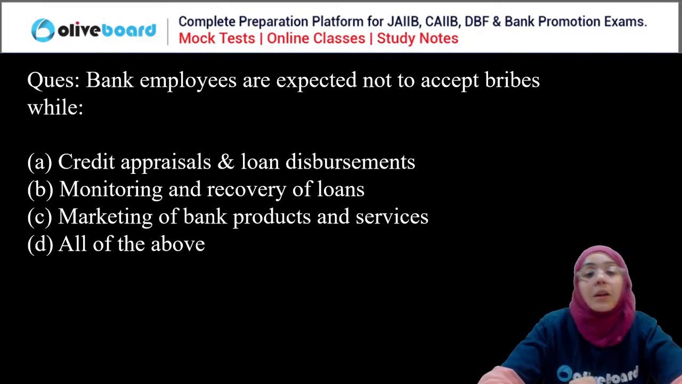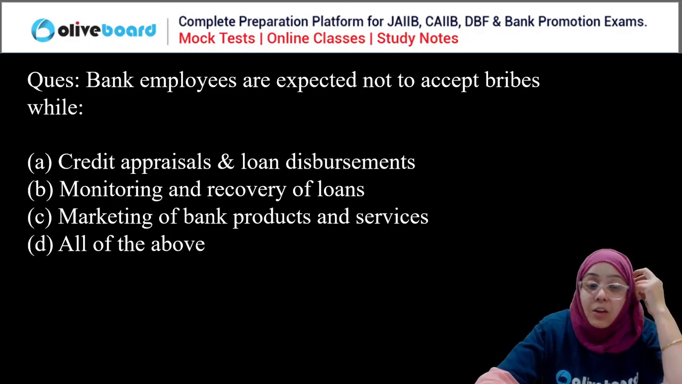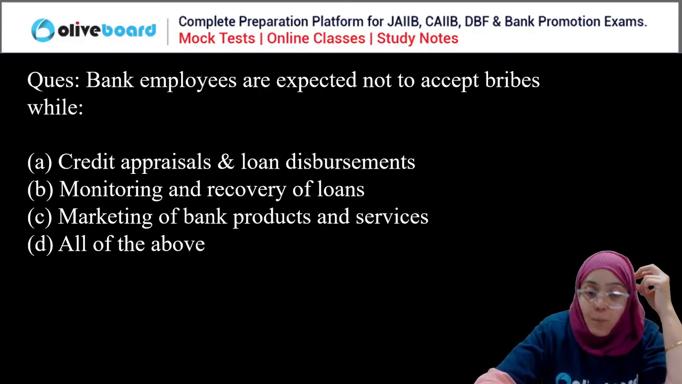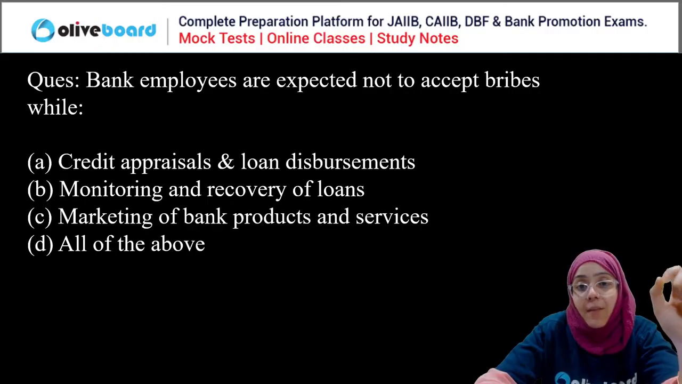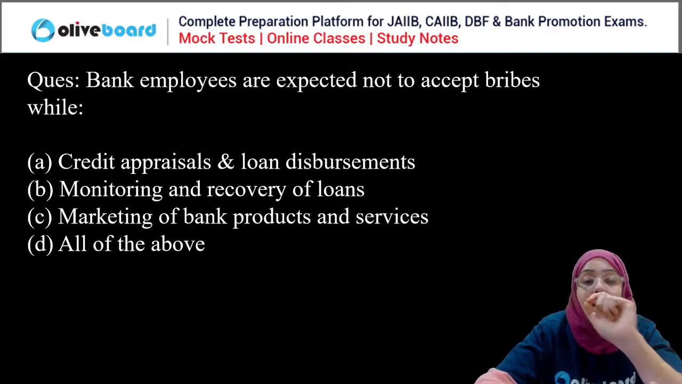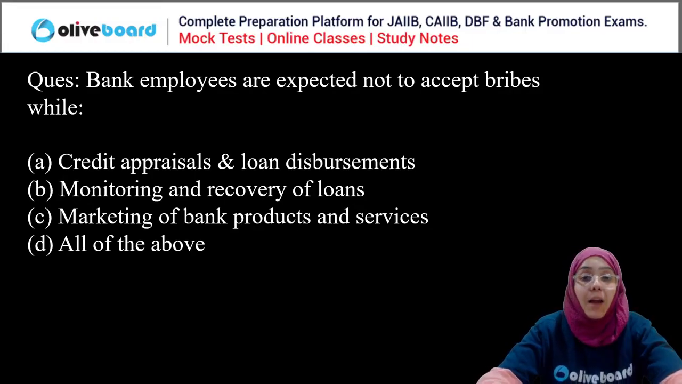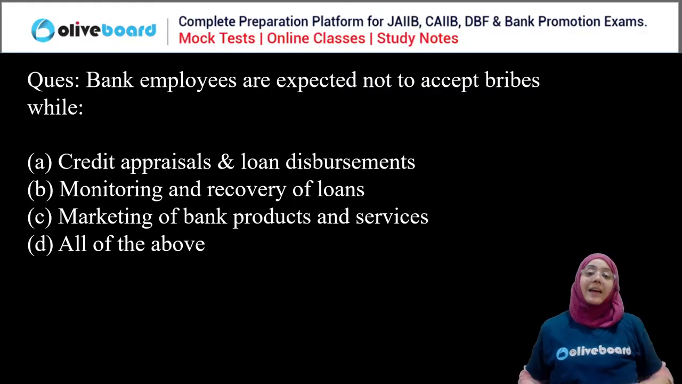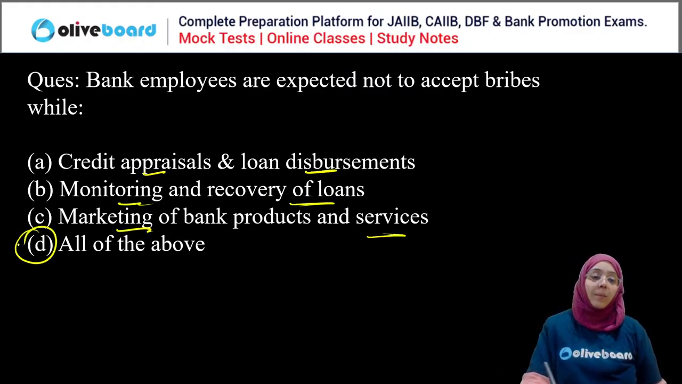True. Next question. Bank employees are expected not to expect or accept bribes in credit appraisals and loan disbursement, monitoring and recovery of the loan, marketing of the bank's products and services, or all of the above. Bank employees are expected not to accept bribes while doing which of the following? Obviously credit appraisals, loan disbursement, monitoring, recovery, marketing of the bank's products, all of the above is the correct answer.